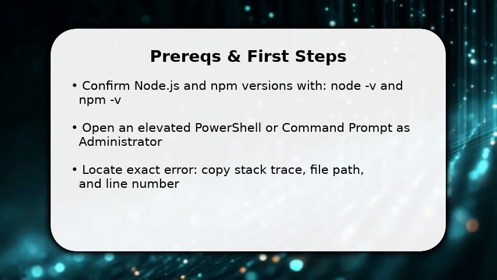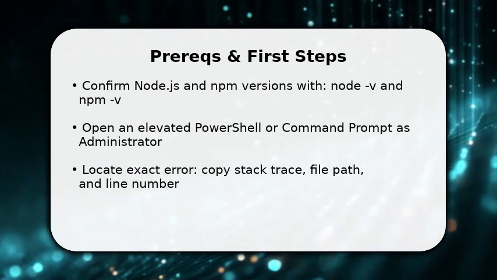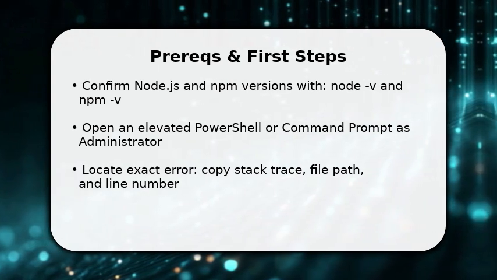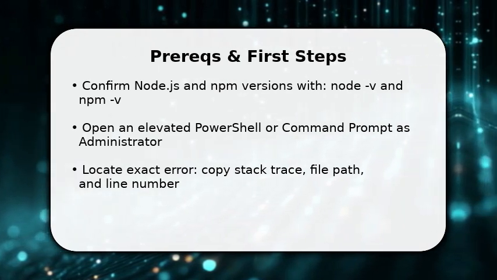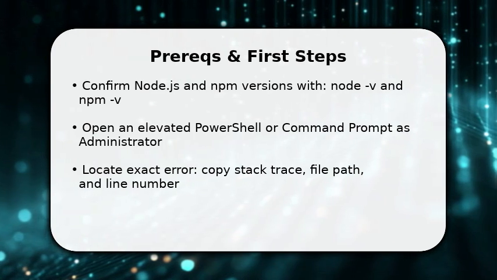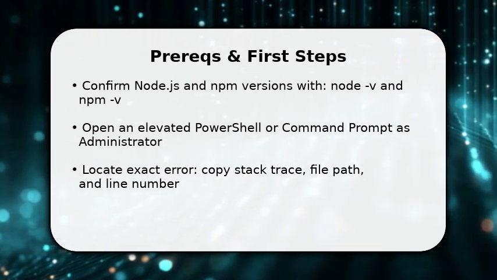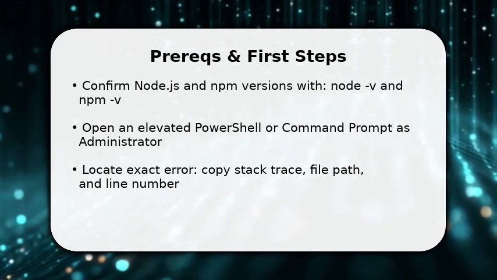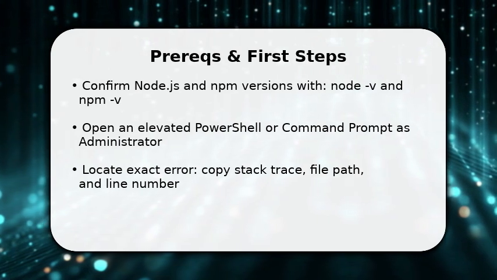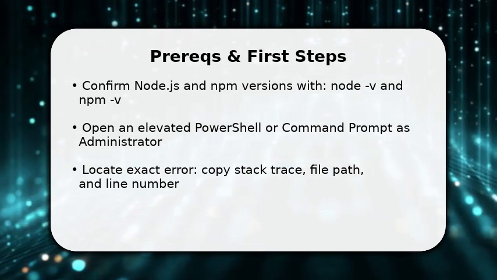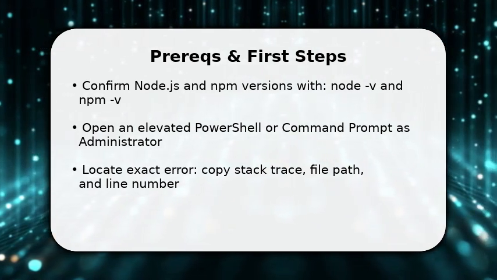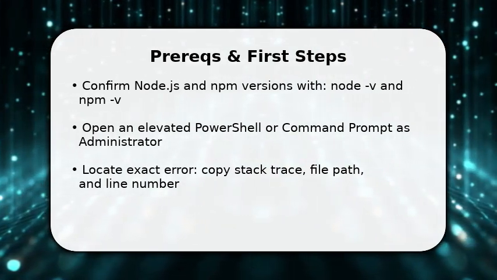You start by verifying prerequisites. Check Node.js and NPM versions so you know the runtime. Open an elevated command prompt to avoid permission blocks. Then reproduce the error once and copy the full stack trace, file path, and line number. This is crucial because the trace tells you whether it's a syntax, module, or environment issue. Once done, isolate whether the error is in your code, a dependency, or Windows-specific settings before moving to fixes.